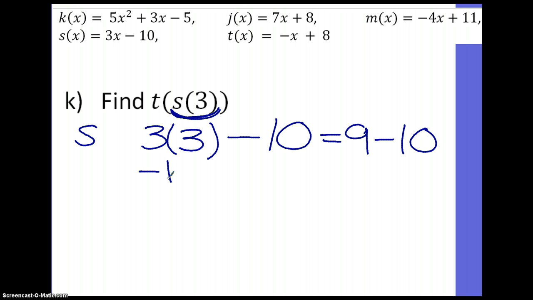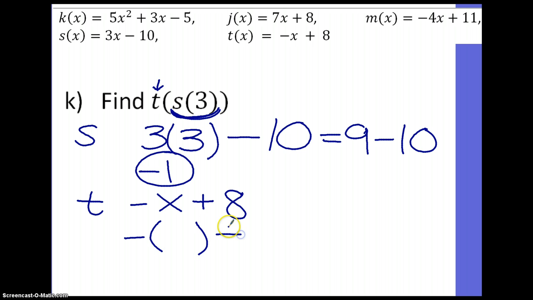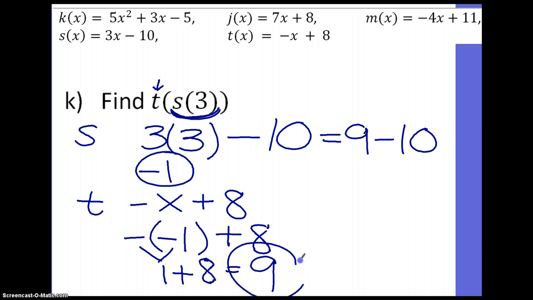So now we're going to take negative 1 and plug it into the t equation. So t is negative x plus 8. So I'm going to keep the negative. I'm going to put my number in for x plus 8. So in for x, we're plugging in negative 1. Even though there's a negative on the outside, you've got to keep it. So a negative and a negative here is going to make positive 1 plus 8. And 1 plus 8 is 9. So 9 is our final answer.